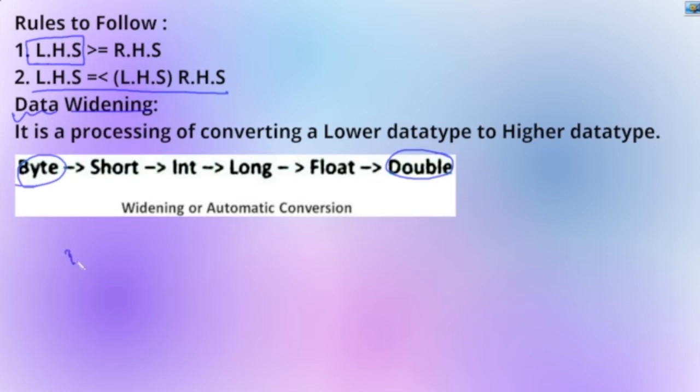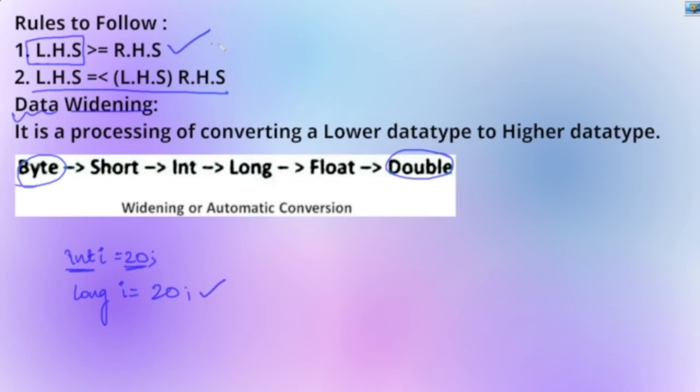Now if I write int i = 20, this 20 is an integer. Now the same 20, if I convert it to long, if I write long i = 20, then this is also right. It is not going to give you any error because the LHS is greater than the RHS, or the LHS is equal to the RHS. So this is the first rule that we have seen, for data widening.